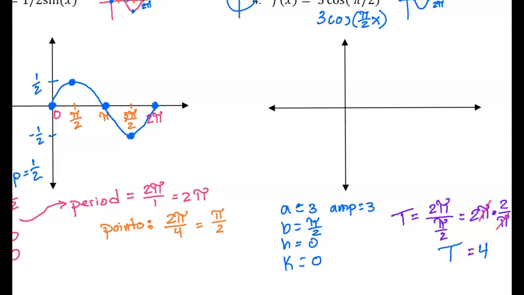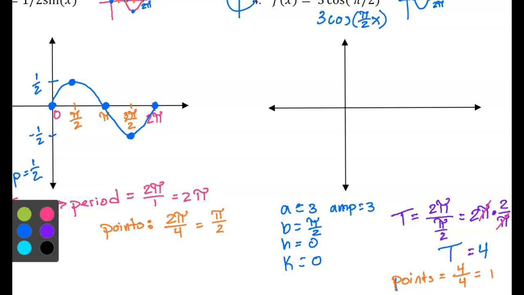So now let's go ahead and remember from before, when you're trying to find your 5 perfect points, what you do is you take the period and you divide it by 4. To find my points, take the period and divide it by 4. And I get 1. So what this means is every increase of 1, you're going to have a perfect point. Your period is 4, so on my graph, go ahead.